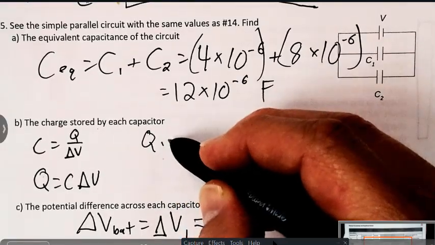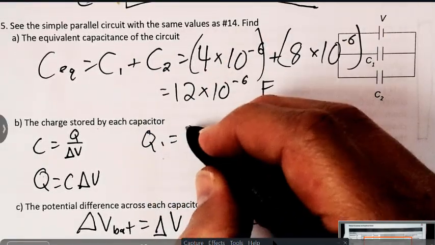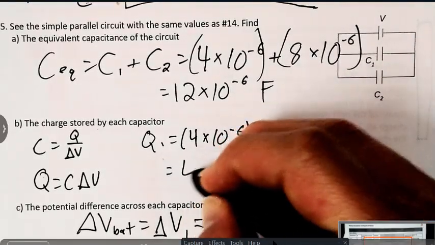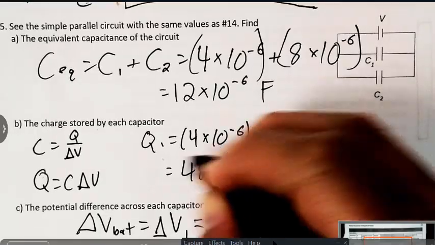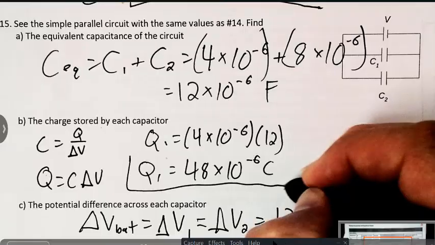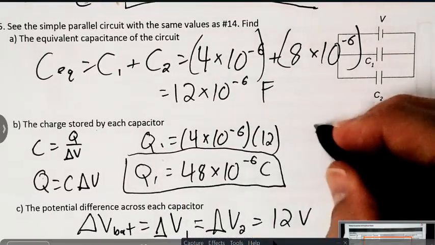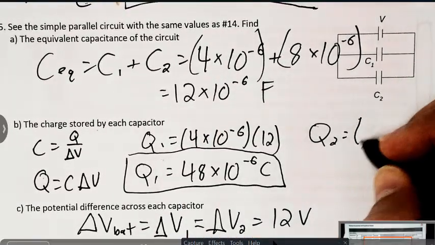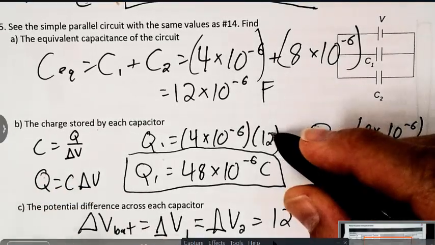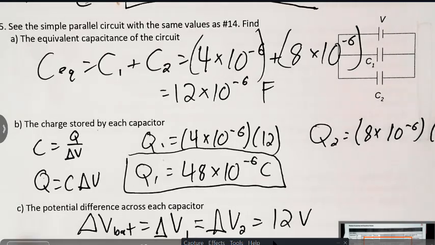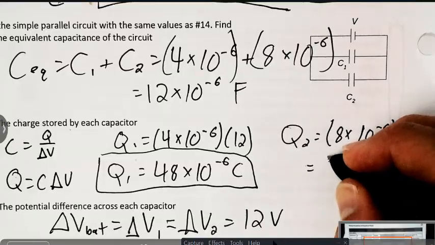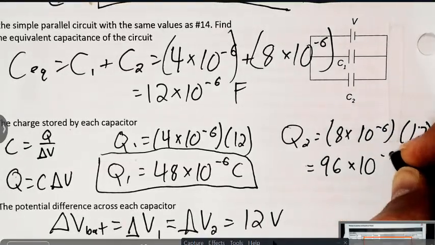So Q1 is going to be C1, which is 4 times 10 to the minus 6th, times 12, which is 48 times 10 to the minus 6th coulombs. That's Q1. Q2 is the same idea. 8 times 10 to the minus 6 is the capacitance. The voltage is still 12 volts because we're in parallel. 12 times 8 is 96 times 10 to the minus 6 coulombs.